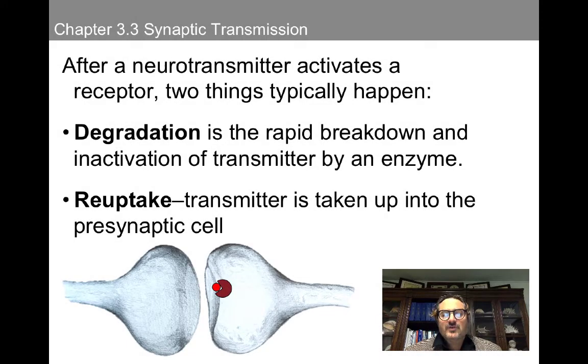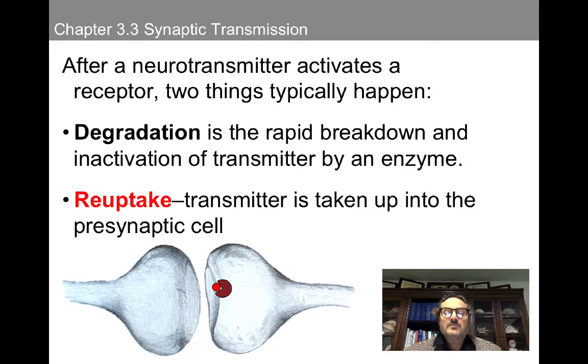Now, after the neurotransmitter activates the receptor, there are two things that can happen to the neurotransmitter. One thing that can happen is it can be degraded, which means that it can be broken down by enzymes, so it can be broken into its parts. So there we have the degradation of a neurotransmitter. The other option, which is a little more eco-friendly, is that we can recycle it. And that is referred to as reuptake when we're talking about neurotransmission.